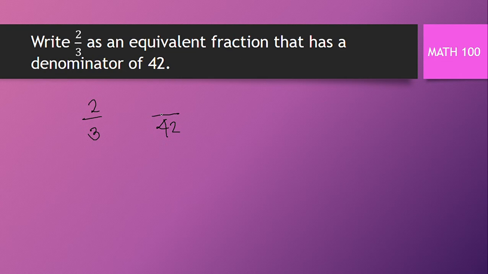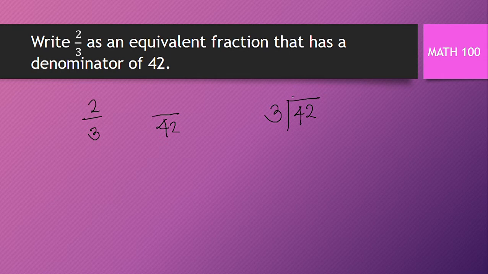In order to do that one, you can just simply have your new denominator divide that by the old denominator, because we wanted to know what number we would multiply the 3 with and come up with 42. So in order to find that one, we just simply do the reverse of that one. So we do division. So we go for 42 divided by 3.